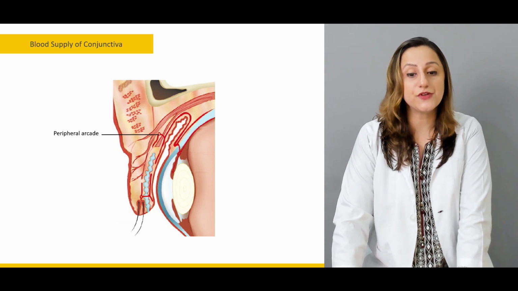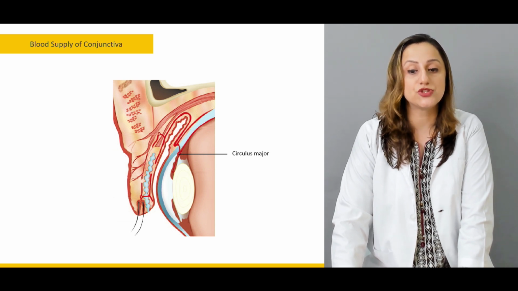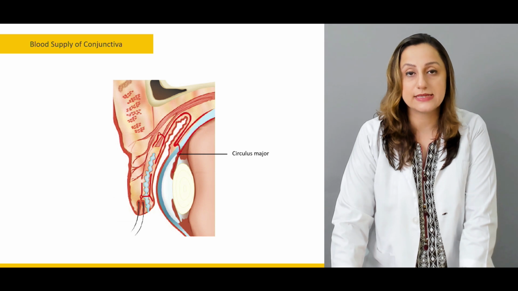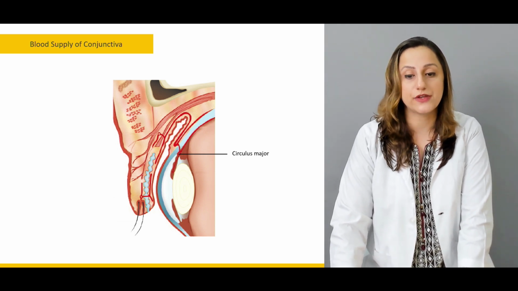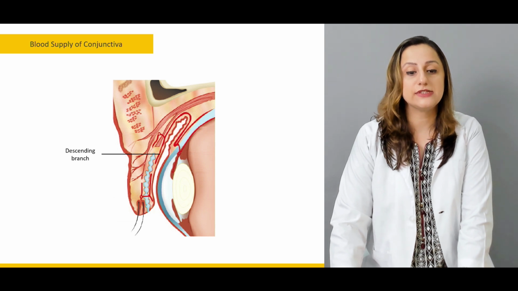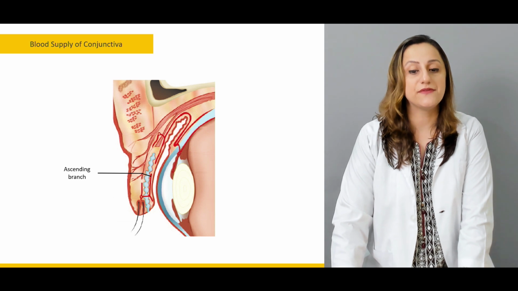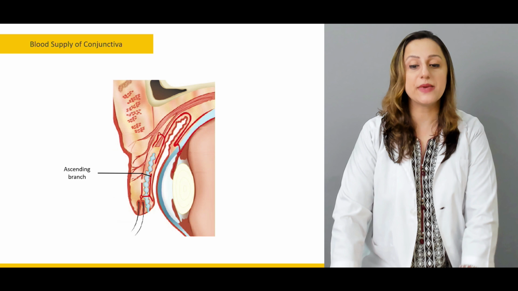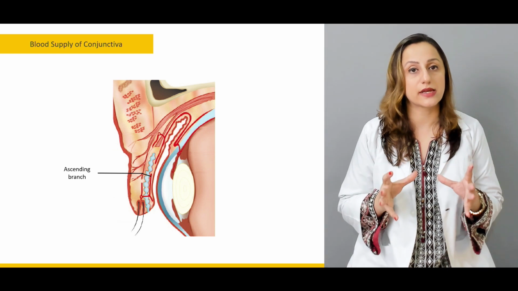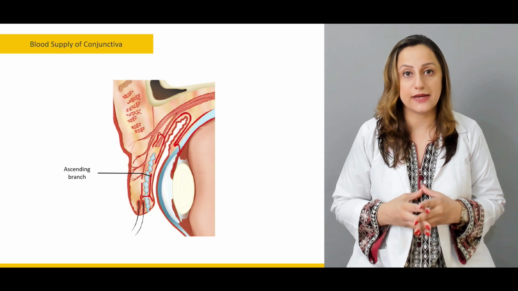We have the peripheral arcade that is formed, and then we have a circulus major that is present just at the limbus and is also responsible for supplying the epithelium of the cornea. Then we have a descending branch and a circulus minor. We have an ascending branch to this artery as well. So it's basically the formation of this arcade that is responsible for the blood supply to the conjunctiva.